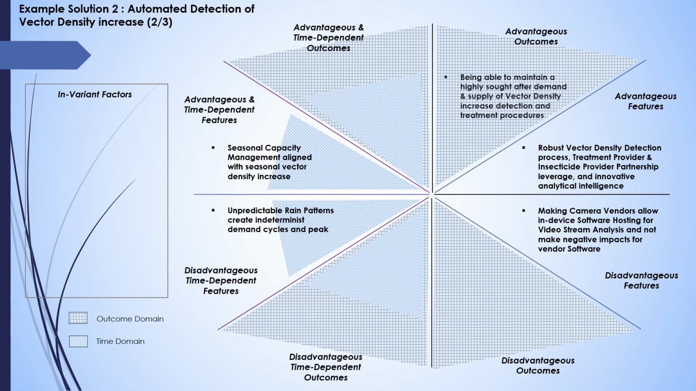Now shift to outcomes and start with the clear winner. The most powerful, advantageous outcome this solution can achieve is maintaining a highly sought-after demand and supply of vector density detection and treatment services. When localities see consistent, measurable results, fewer disease outbreaks, faster responses, healthier communities, the reputation compounds. The solution becomes the obvious choice.